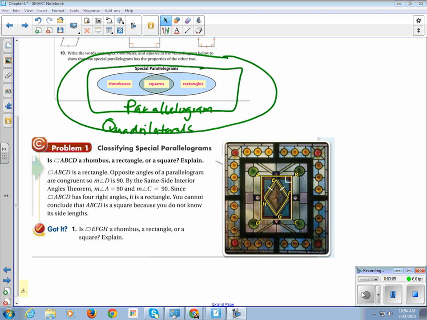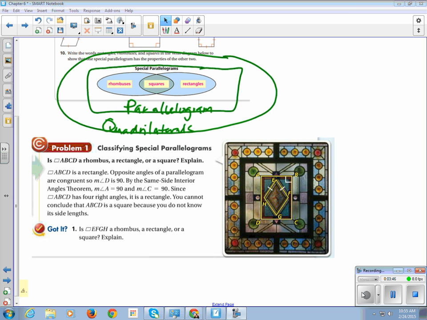Opposite angles of a parallelogram are congruent. So the measure of angle D, if this is a parallelogram, remember the opposite angles are congruent. So if this is 90 degrees, this is 90 degrees. And since consecutive angles are supplementary, if this is 90, D and C have to add up to be 180, so this also has to be 90. So then we can say that parallelogram ABCD has 4 right angles. You cannot conclude it's a square because we are given no information about the side lengths.